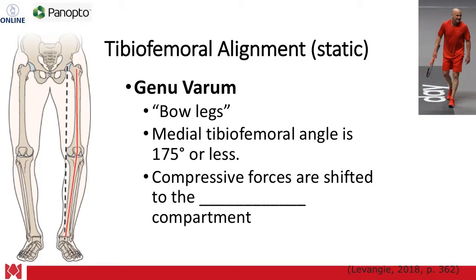Alright, so we just covered genu valgum. The opposite of that is genu varum, sometimes known as bow legs or bow-legged. So if you imagine that straight line, 180 degrees, this is going to be slightly over to the angle in that direction of the femur relative to the tibia.